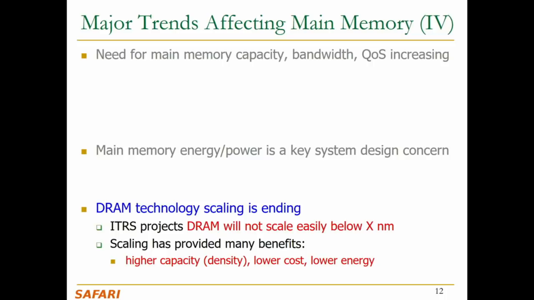But on top of this, we're having difficulties with DRAM technology scaling. Basically, we relied on reducing the size of the DRAM cell to increase the capacity, but this is ending. ITRS has been projecting for a long time that DRAM will not scale below X nanometers. I like keeping X over here because I don't need to change my slide, but they changed their projections, of course. I'll give you the number for X in the next slide. But scaling has enabled us to get more capacity, reasonable energy scaling, and lower cost. It didn't help us with latency that much, but it did help with other things.